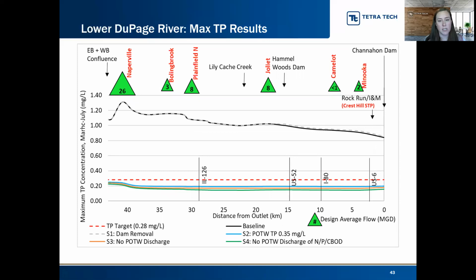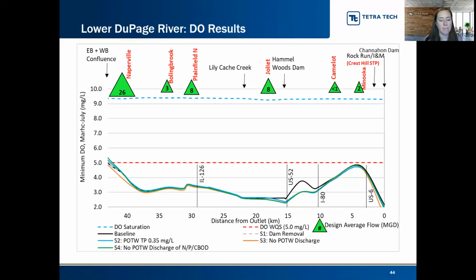Maximum TP concentration we also see is lower there than the threshold target we're talking about. Minimum dissolved oxygen is quite insensitive to a lot of these changes. A lot of those lines do fully overlap.